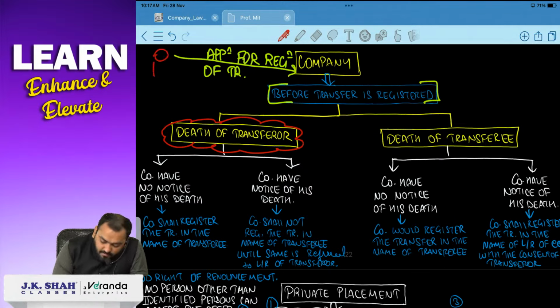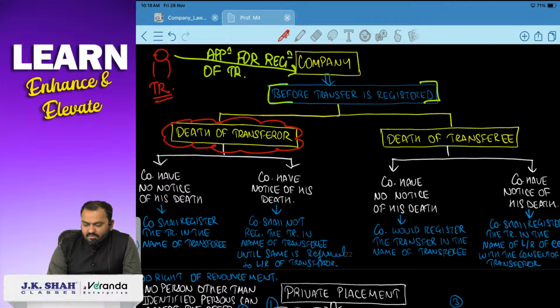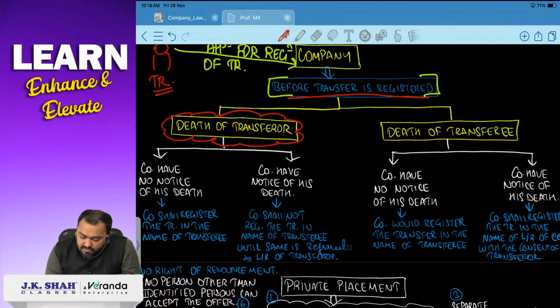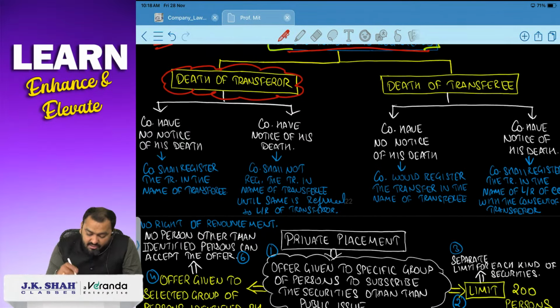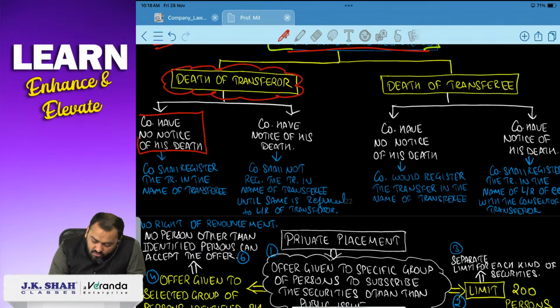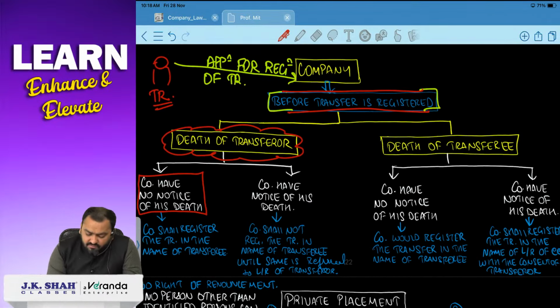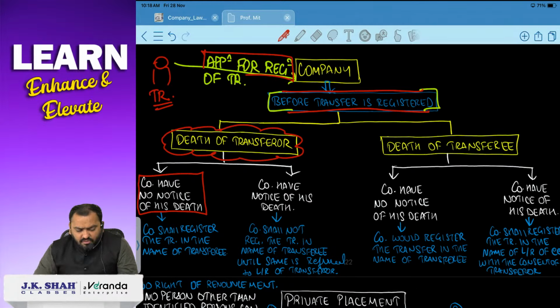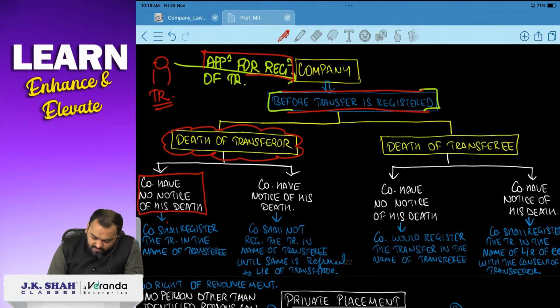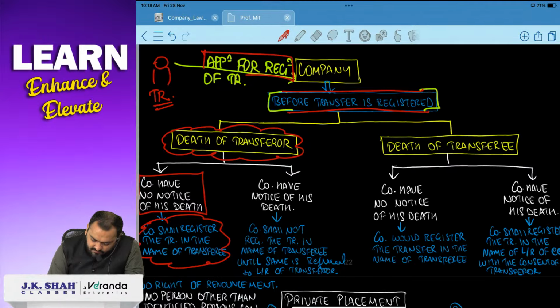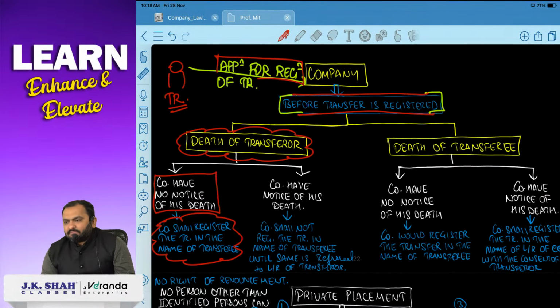Means the person who applied, that is the transferor, he died. Before the transfer was registered, the transferor died, and the company has no notice of his death. The company is not aware of his death. So what will the company do? The company has received an application to register the transfer, so the company will register the transfer in the name of the transferee. Easy. That is our second point.